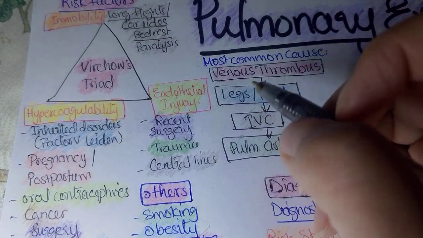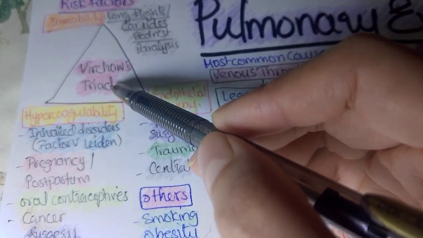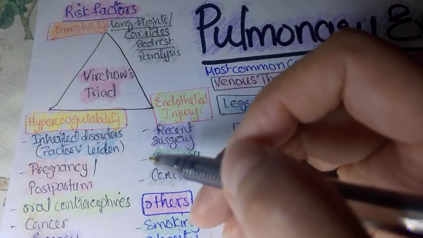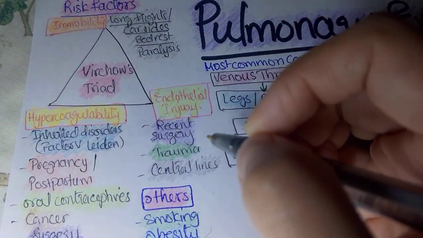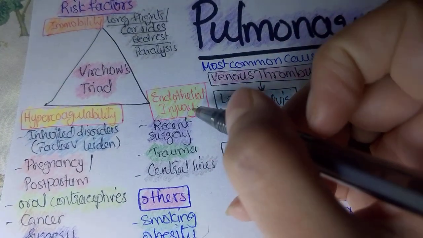Think of Virchow's triad. So there will be stasis, hypercoagulability, and endothelial injury.